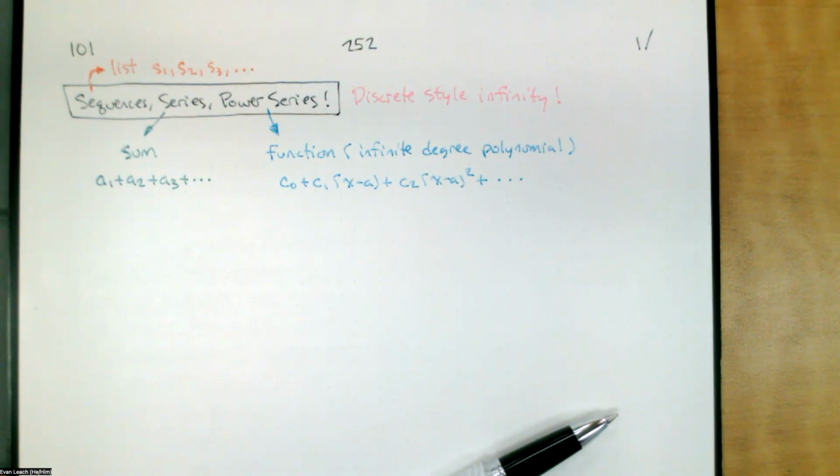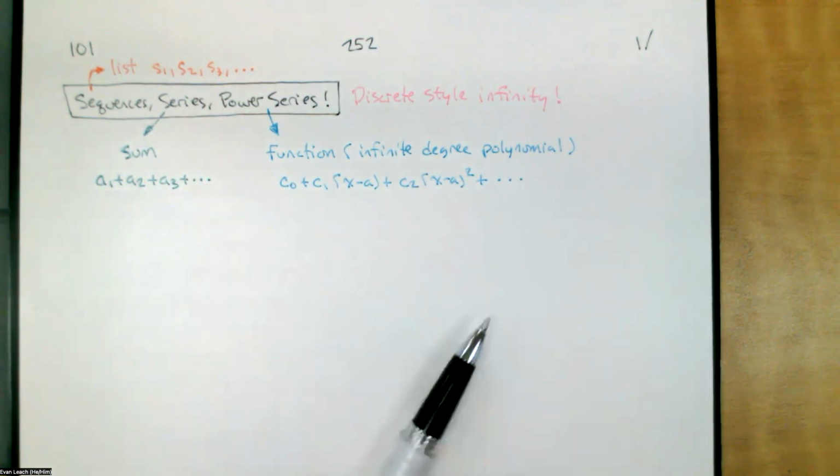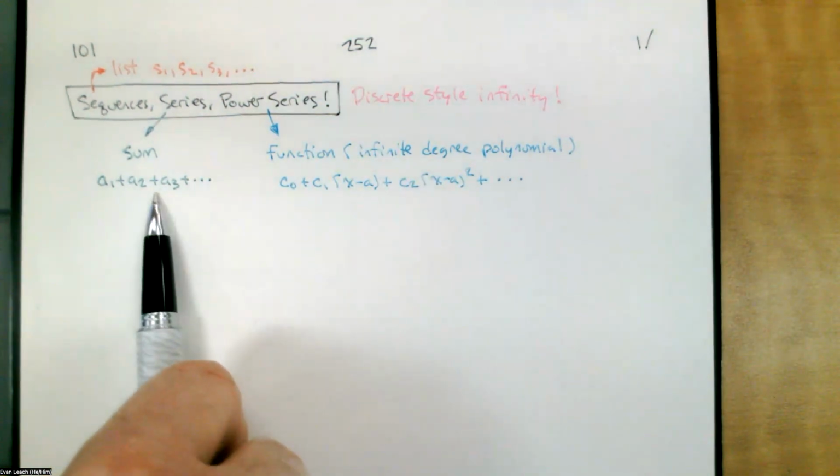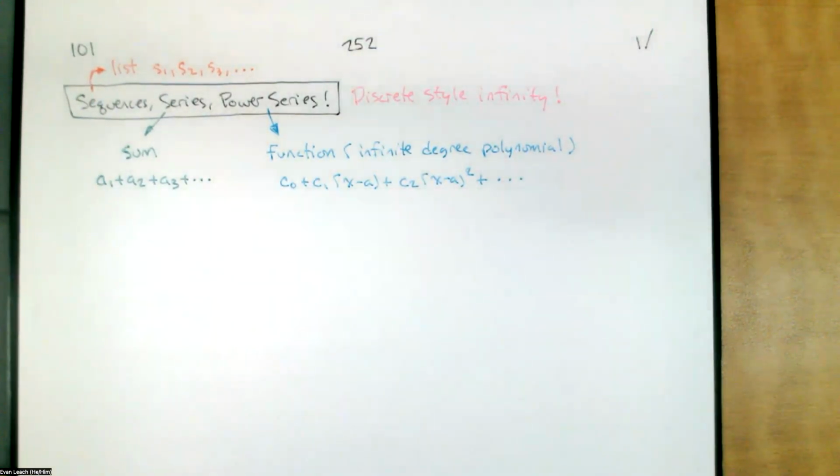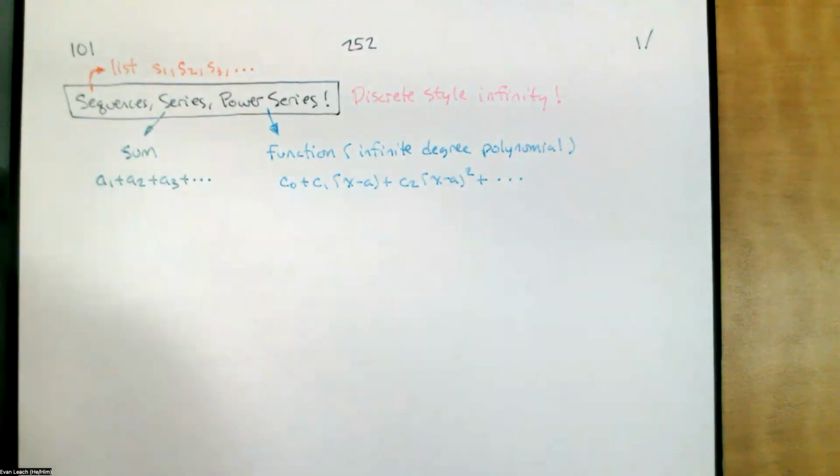In integration, we were making a sum over a continuum. There was nowhere to put the plus sign. In sequences, series, and power series, we got this discrete style infinity. We have a place for the plus signs, but we need an infinite number of plus signs. So that's how it's the same. That's how this is different. That's why this fits in Calc 2.